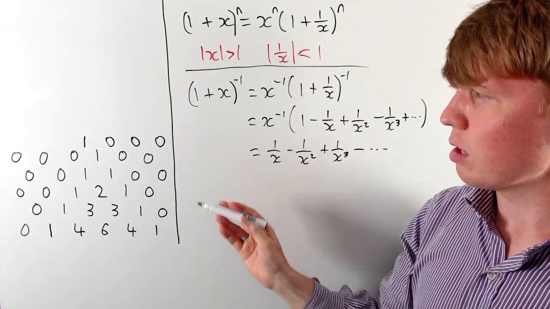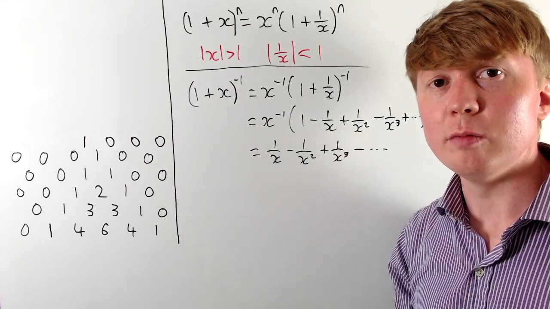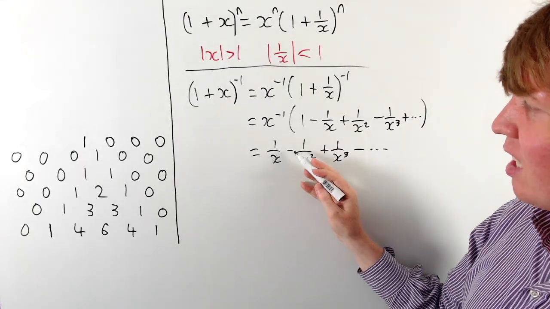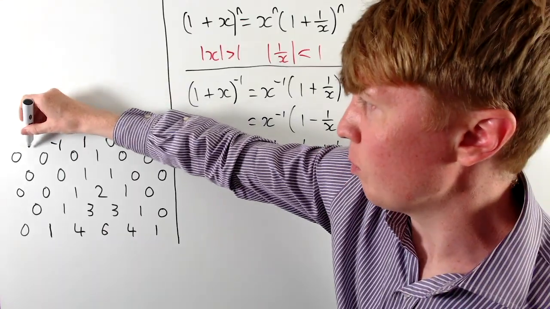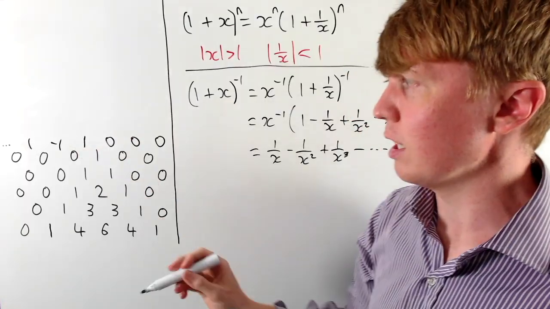This corresponds to now effectively getting the binomial series expansion, but valid where the modulus of x is greater than 1. And here you've got negative 1 as the coefficient of x to the negative 2, then positive 1 for x to the negative 3, and so on, going off to the left.